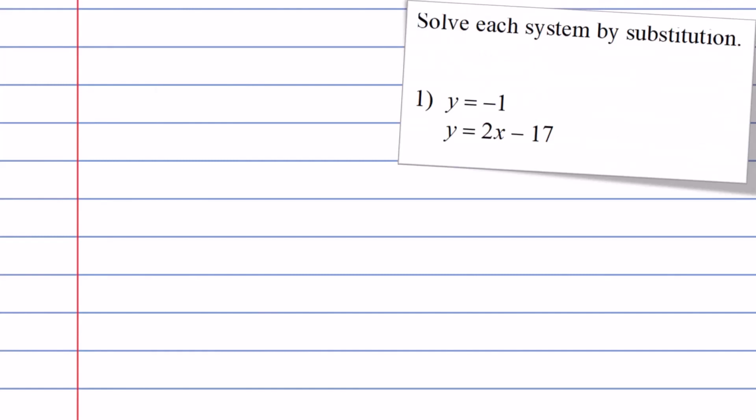by substitution. The idea of substitution is that you're going to replace a variable with whatever it says that variable is. So in this problem number 1, we got y equals -1, but then it also says that y equals 2x minus 17. Well, if y equals both of those things, then it makes sense that we could just set up an equation saying that they equal each other.